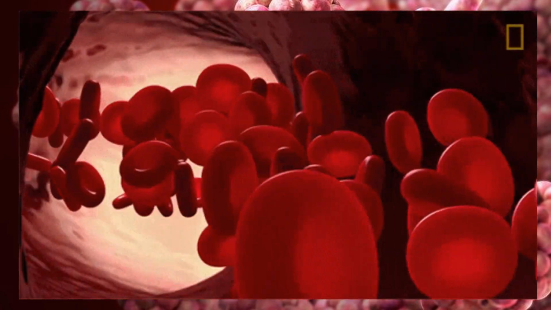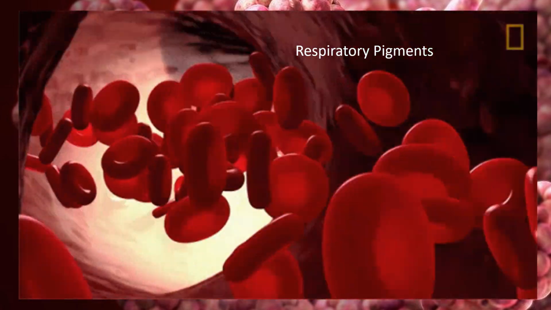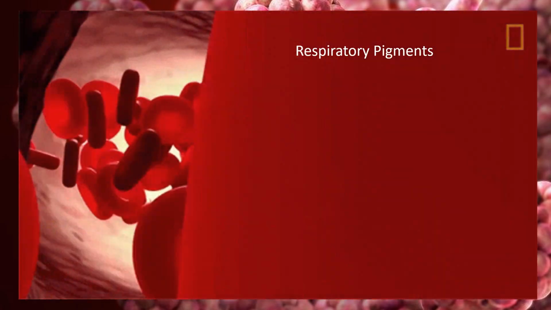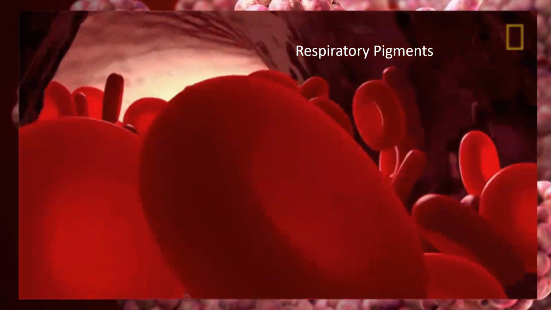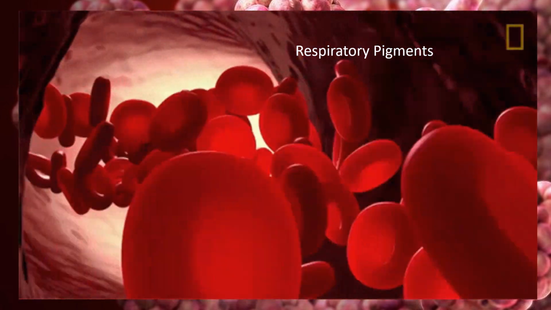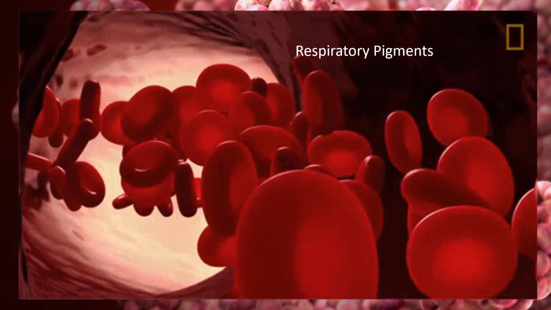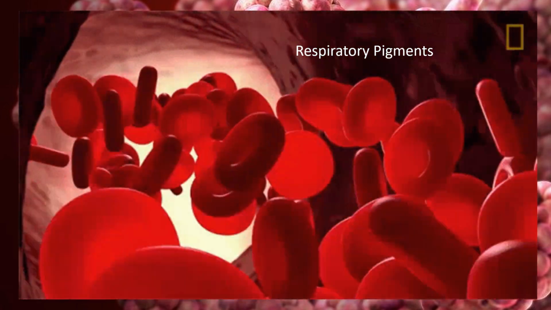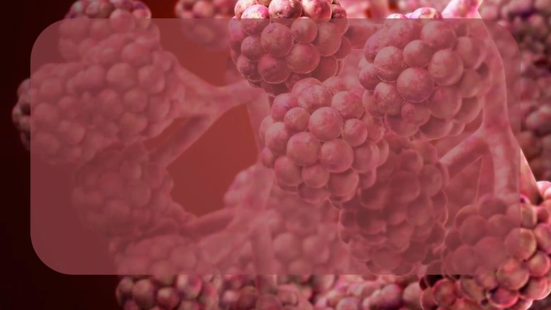So next let's go to the respiratory pigments. Respiratory pigments are specialized molecules found in the blood or tissues of animals that are involved in the transport of oxygen and carbon dioxide. These pigments bind to the gases and help to transport them throughout the body. So let's see each one of the respiratory pigments.